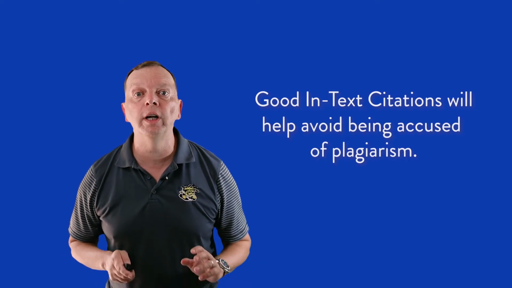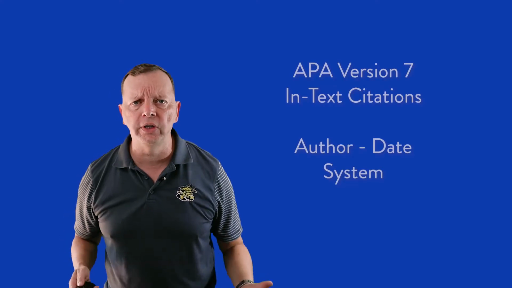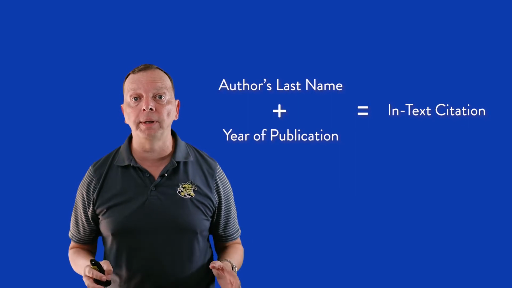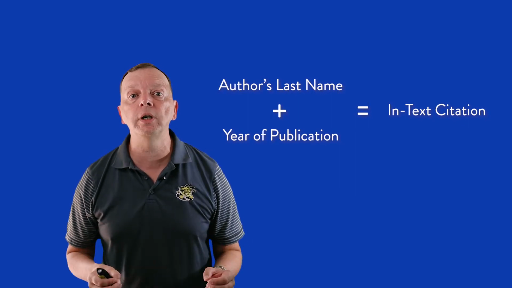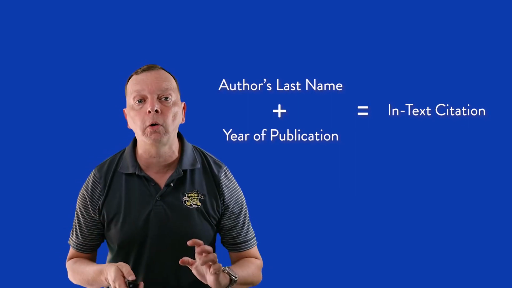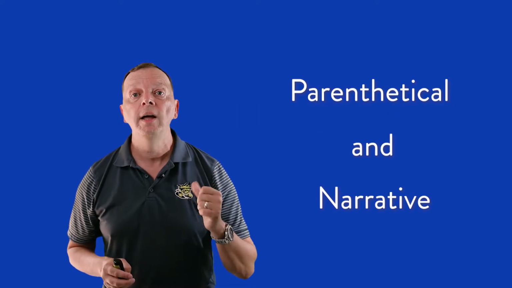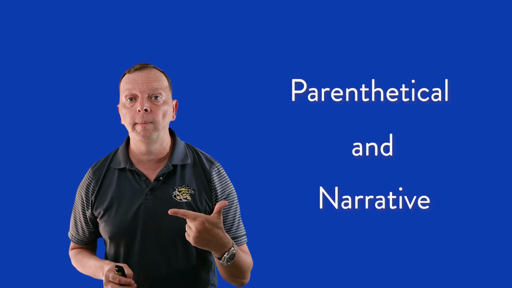So we never want this to happen to you, and one of the best ways to avoid plagiarism is through good in-text citations. Now, APA uses what is called an author date citation system. This means that you will list the author's name and the date of publication for each piece of information that you got from a source in the paragraph in which you used it. To do this, APA uses 2 different formats, the parenthetical and the narrative formats. Let's first look at that parenthetical format.